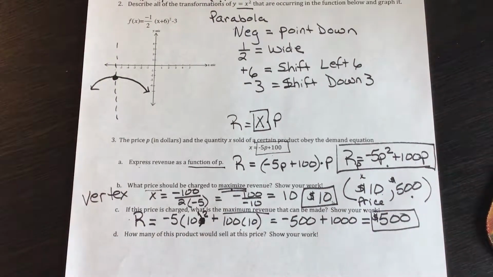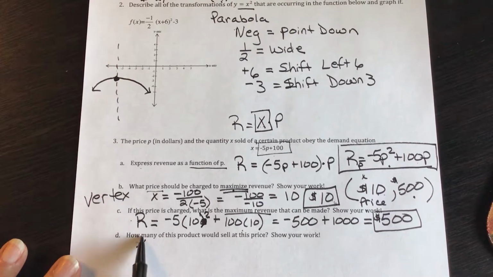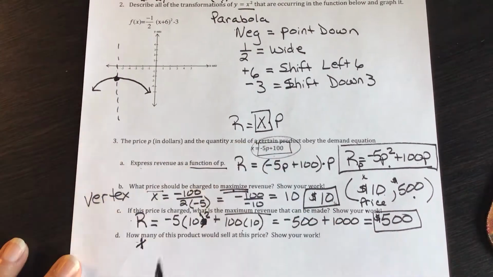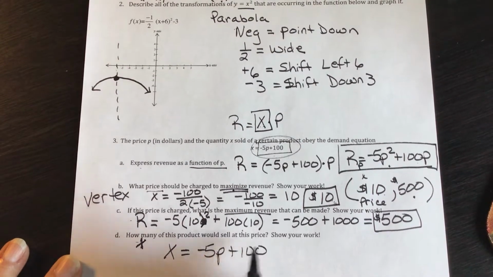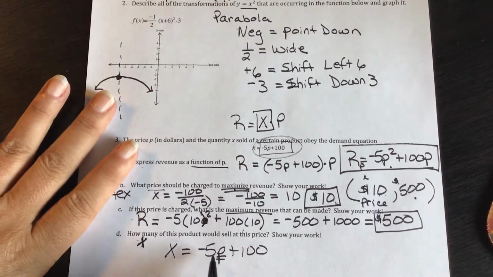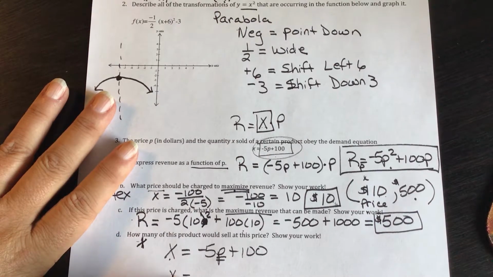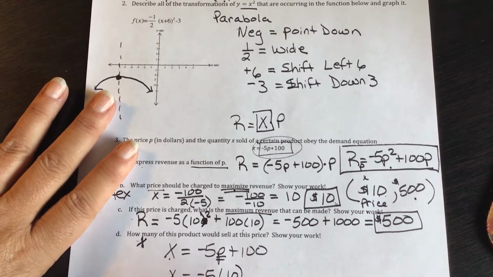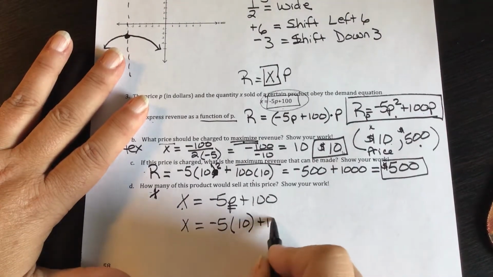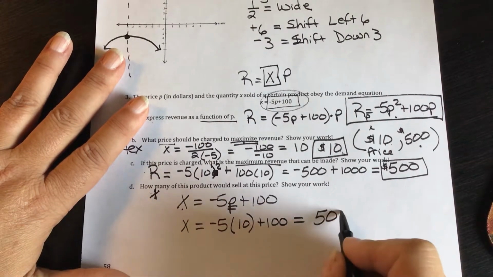Then in part D, they want to know how many of this product would sell at this price. So how many is our X value? So if I go back up to where it says X is negative 5P plus 100, P is the price. When I plug in the price, it'll tell us how many items we have to sell. So X is minus 5 times P, which is 10, plus 100, and we get a number of items that is 50.